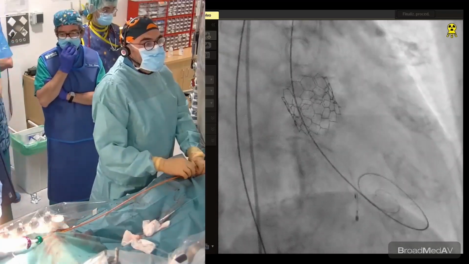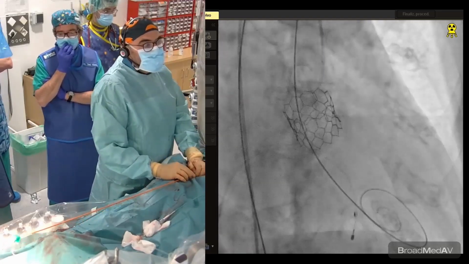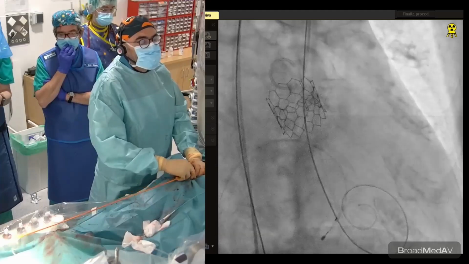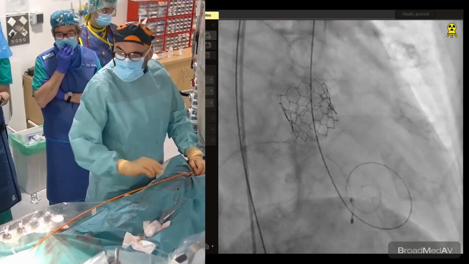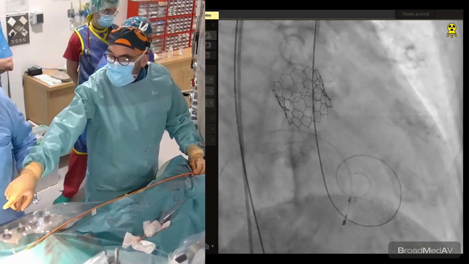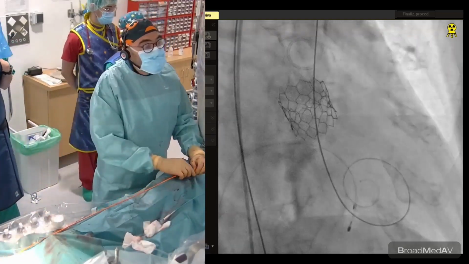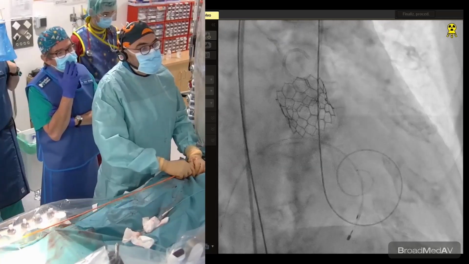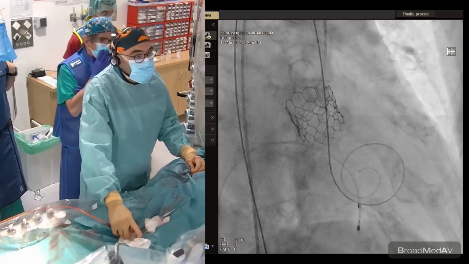In case we had some predictors of coronary occlusion, there is a discrepancy, a heterogeneity of what is done in every center. You must know that the height of MYVAL is shorter than Sapien 3.